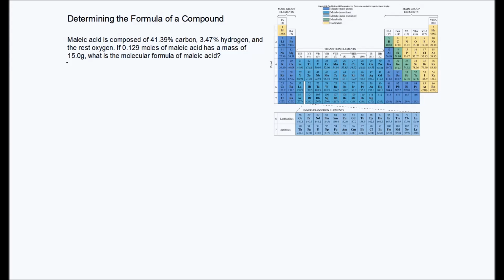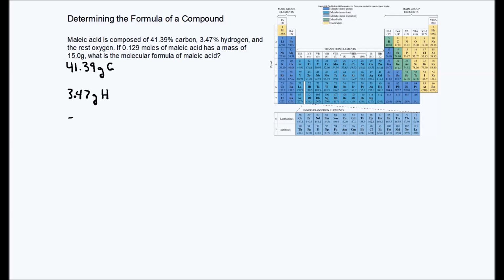So, maleic acid is composed of 41.39% carbon, 3.47% hydrogen, and the rest of it is oxygen. If 0.129 moles of maleic acid has a mass of 15 grams, what is the molecular formula of maleic acid? Now, the first step is to find again the empirical formula, just like we did before. So, how many grams of carbon if we're assuming a 100-gram total sample? Well, 41.39 grams of carbon, 3.47 grams of hydrogen, and all we know about oxygen is that the rest of it's oxygen.